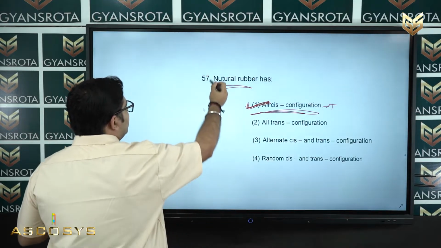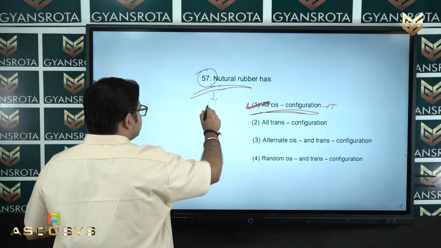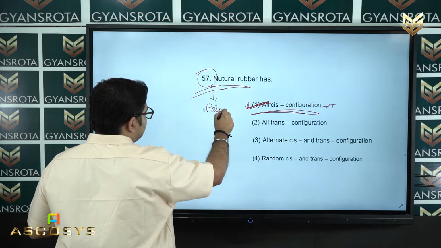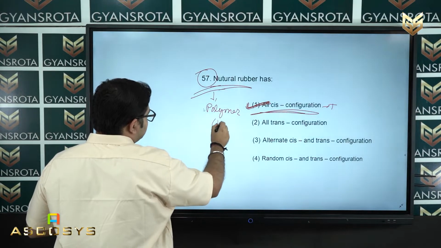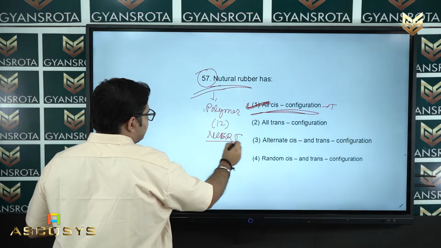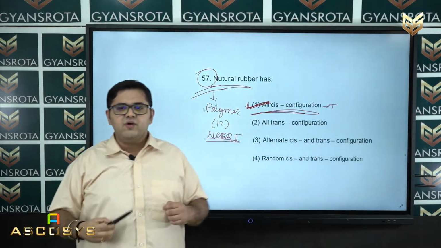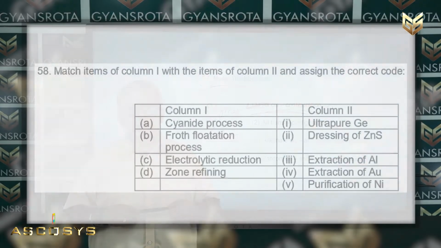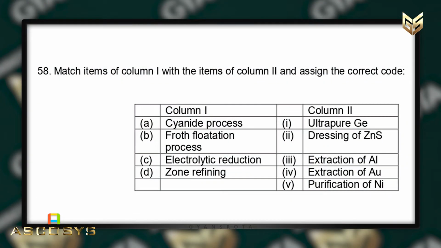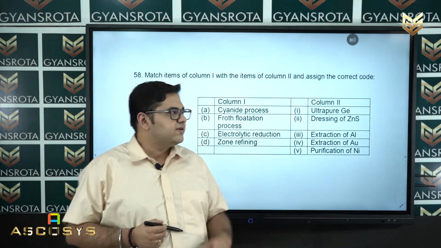So, option number 1 is the correct answer of your question number 57, and this question comes from your polymer chapter of class 12 NCERT. Okay, these are direct statement type questions. Okay, so which one is all cis configuration? So, now we are moving to the next question, that is question number 58. So, question number 58 is on your screen. Match items of column 1 with the items of column 2 and assign the correct code.